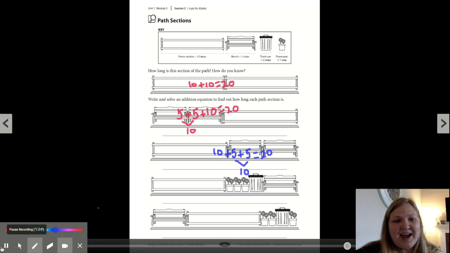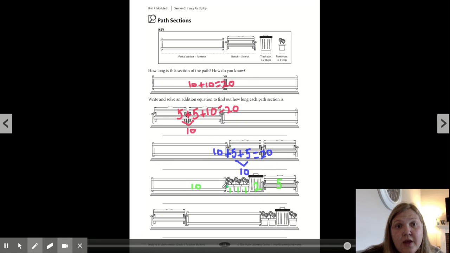Let's try another one. Okay, so here we have a fence that's worth 10 steps. A flower pot, 1, 1, 1, 3 flower pots. And then a garbage can worth 2 and a bench worth 5. So 10 plus 1 plus 1 plus 1 plus 2 plus 5. Well, we could do that equation, but do you have another way we could write it? How would you choose to write this equation?